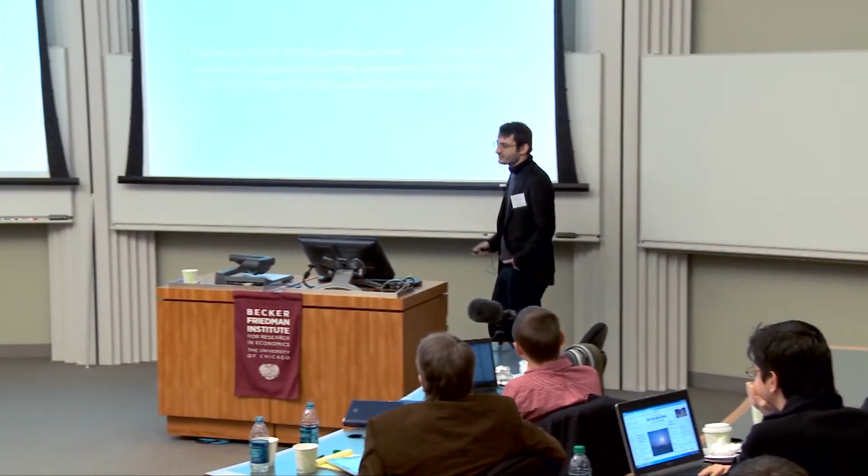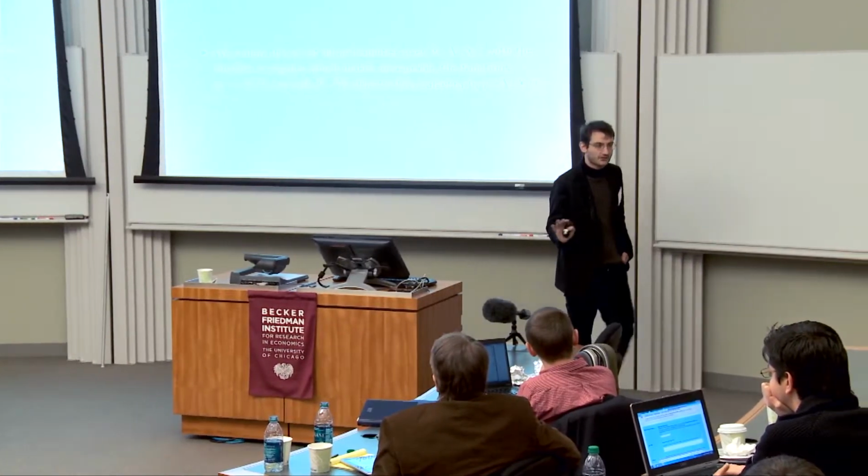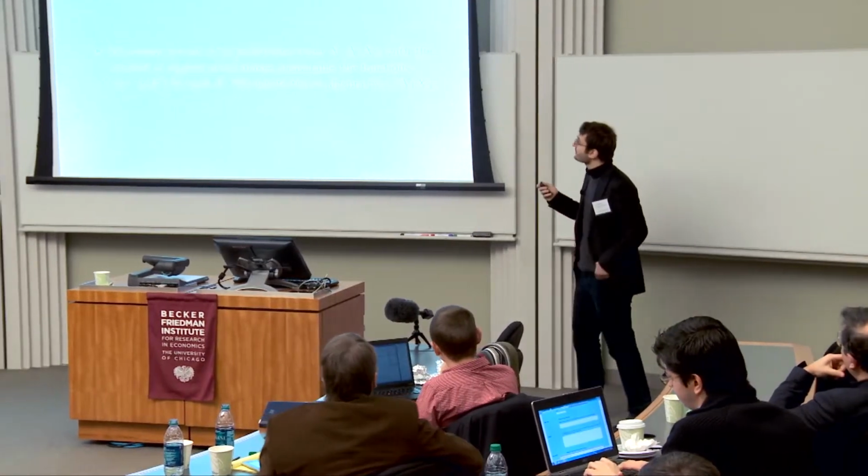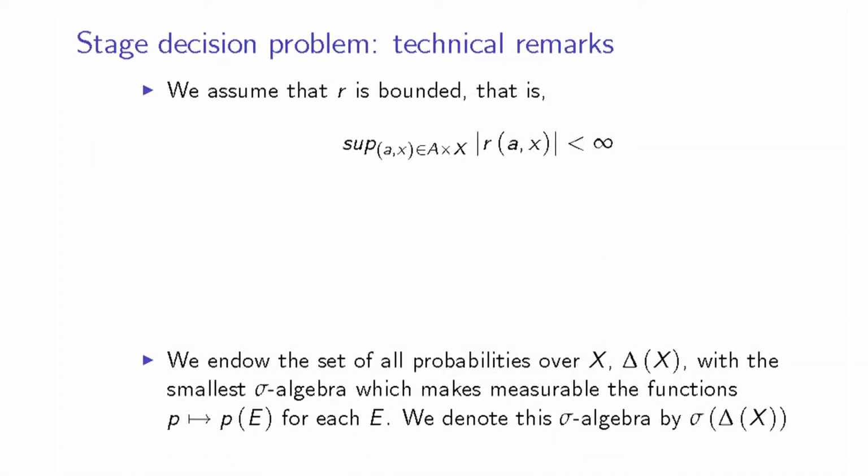Before moving on with the presentation, I'd just like to make a couple of technical remarks so that we are sure that everything we are dealing with here is well defined. So we assume that the payoff function R is bounded so that all our integrals are well defined, and as much as we have a sigma algebra on X that allows us to talk about probability, we need a sigma algebra over the set of probability models over X. And the sigma algebra we take is really standard, the sigma algebra that makes measurable all the possible probability evaluations.